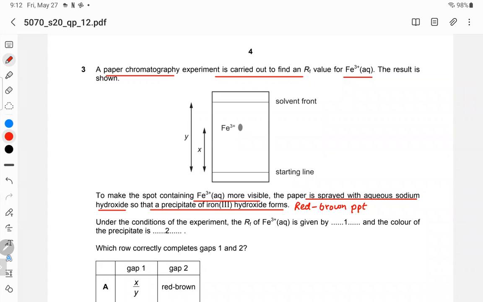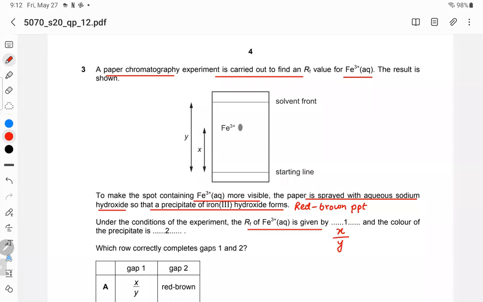Okay. Under the conditions of the experiment, the RF of Fe3 positive is given by X over Y. Yes, very good, because X is the distance Fe3 positive travels and Y is the distance of the solvent. So it's X over Y.